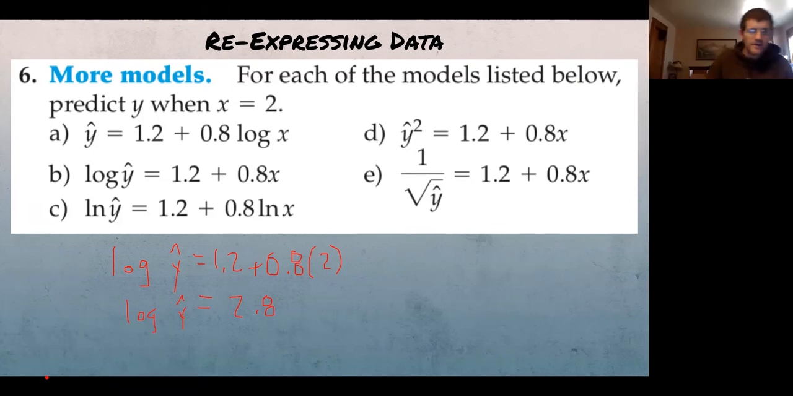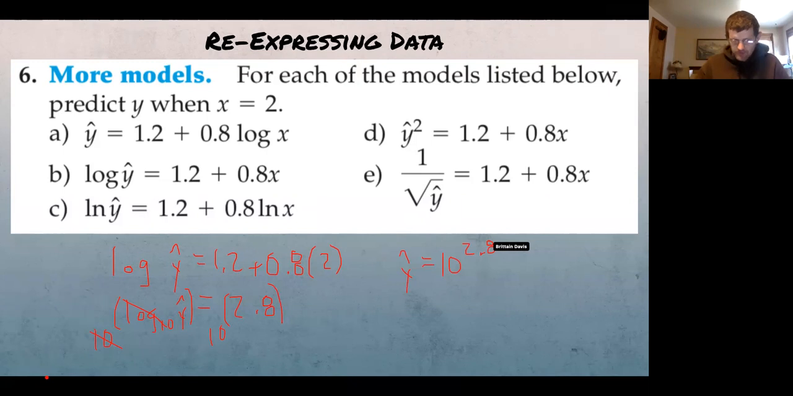You got it. So this is where that log base 10 comes back into play. If it's log base 10 of y hat, well, we can cancel this out in a sense by doing 10 raised to this power and 10 raised to this power right here. So the log 10 and the 10 raised to that power cancel each other out. Y hat equals 10 to the 2.8 power. And your calculator can do that.